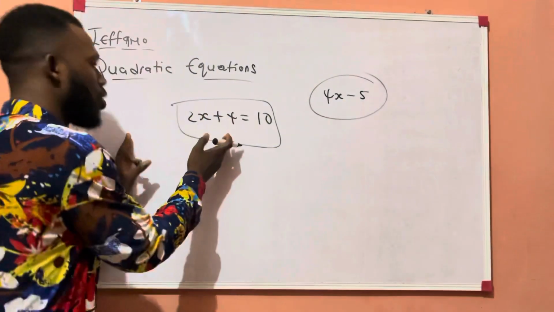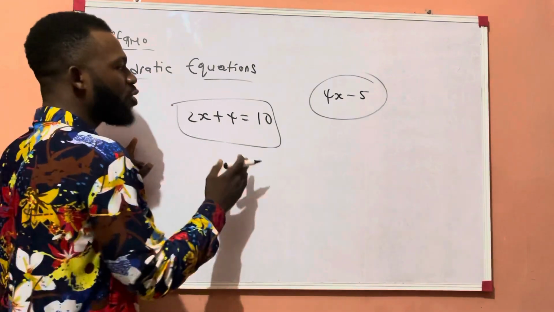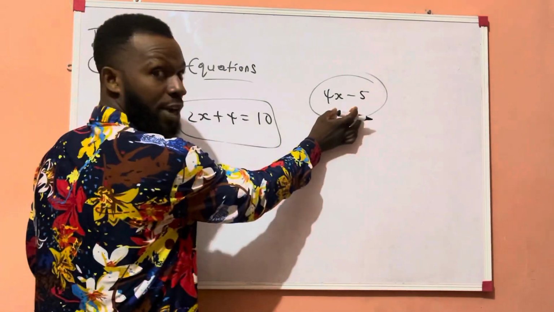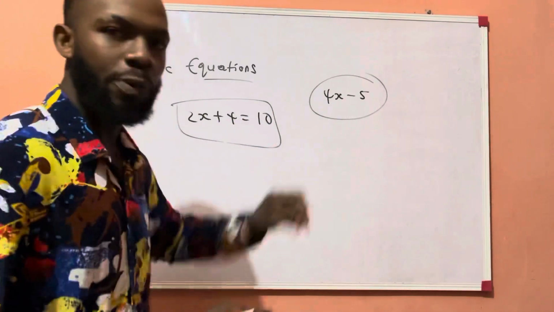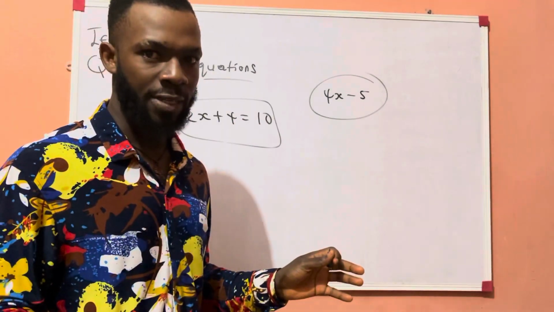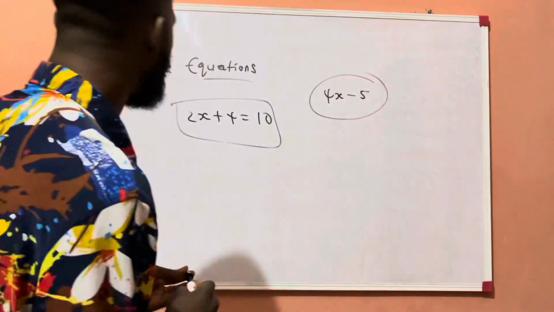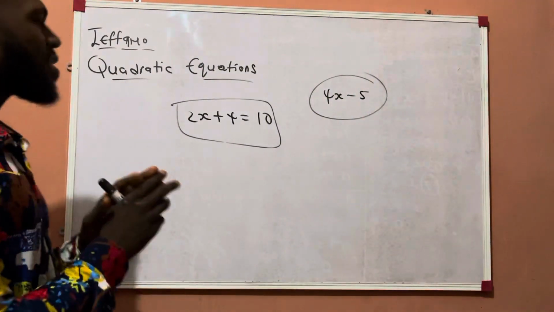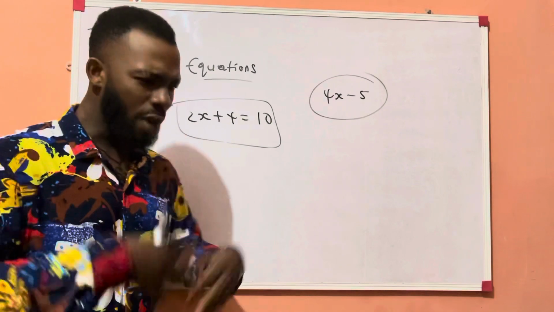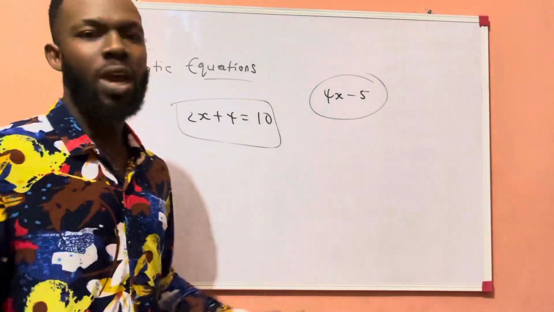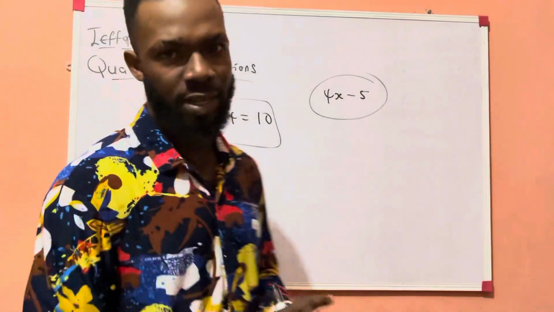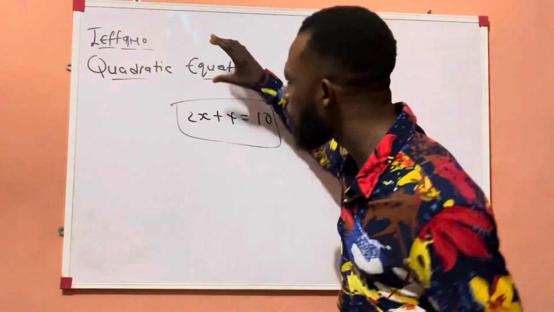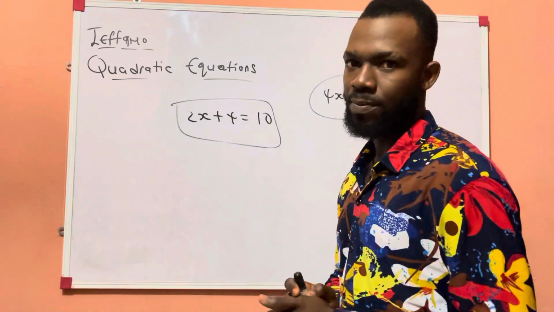So the difference between an equation and an expression is simple. An equation carries an equality sign. An expression does not carry an equality sign. Now that you know what an equation is, there are different types of equation. We have a simple linear equation, we have a simultaneous equation, we have a quadratic equation, and polynomials. But today we are going to be looking at quadratic equations.